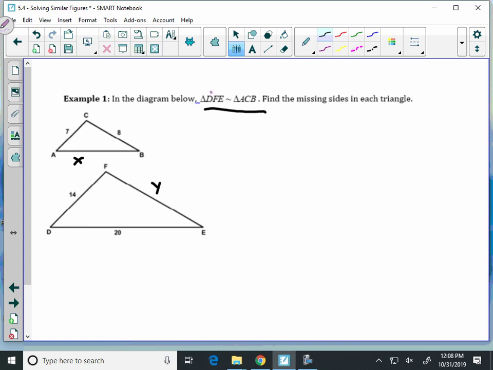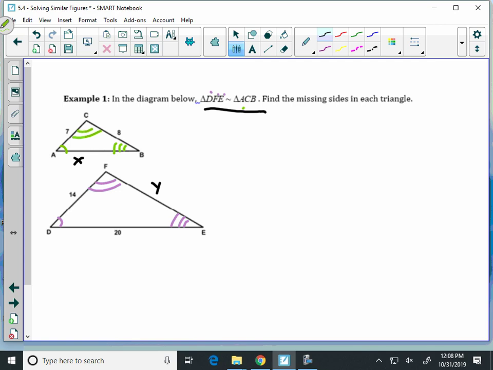My statement is DFE. So D is first, it's going to get 1 arc. F is second, so it's going to get 2. E is third, so it's going to get 3. I'm going to repeat that same process in that top triangle. A is first, so it gets 1. C is second, so it gets 2. B is third, so it gets 3. By marking your angles, it helps you set up your proportion correctly.